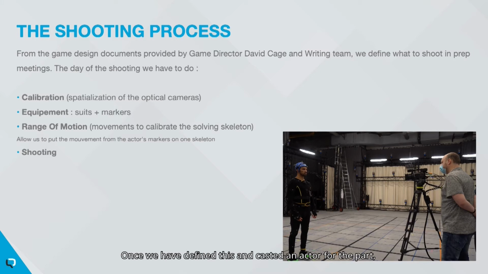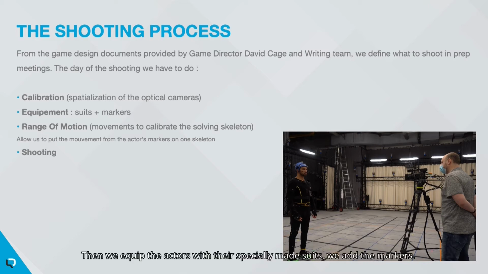Once we have defined this and cast an actor for the part, we jump into the shooting process itself. The steps are always the same. The motion capture team starts by calibrating the optical cameras to be sure they are all synchronized and run smoothly.